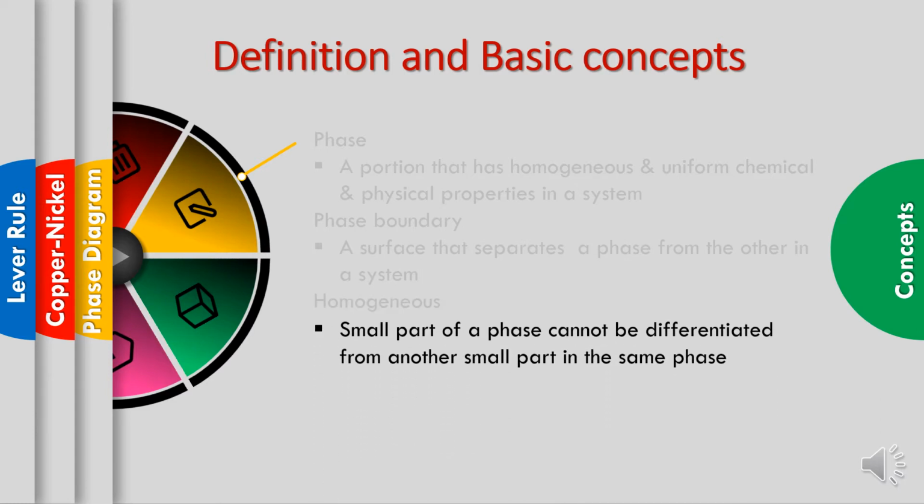Homogeneous, which is a small part of a phase, cannot be differentiated from another small part in the same phase. So there are phases in homogeneous and non-homogeneous, where the homogeneous is the same all over the phase, whereas the non-homogeneous is not the same for the whole phase.